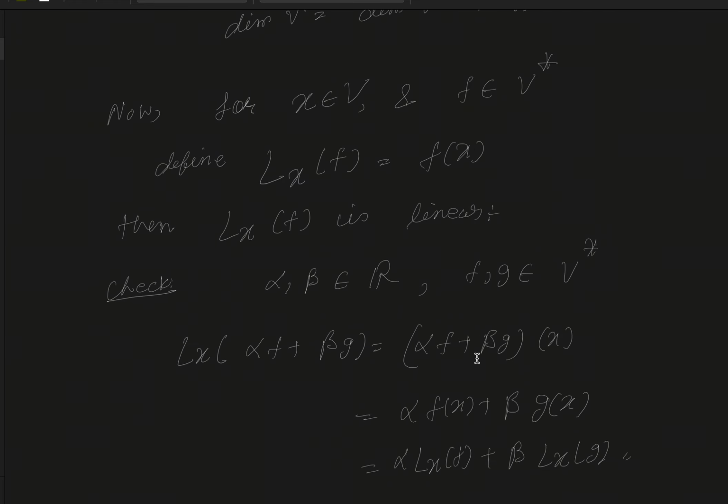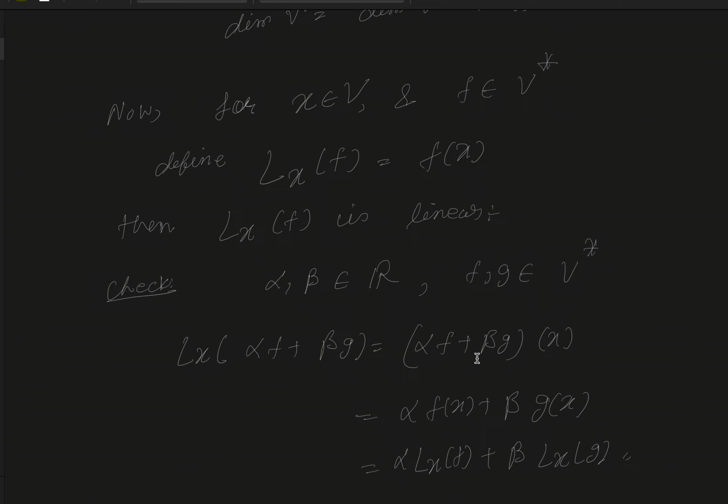So now we will define some operations on this V double star. For any element x which is in V, and f we are taking on V star. V star means that f is some linear transformation on V. So we define Lx f. This is the notation, and it is defined as f of x.